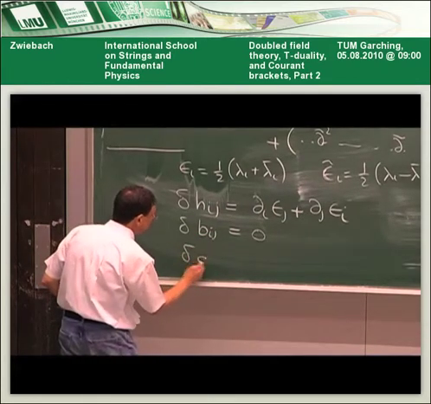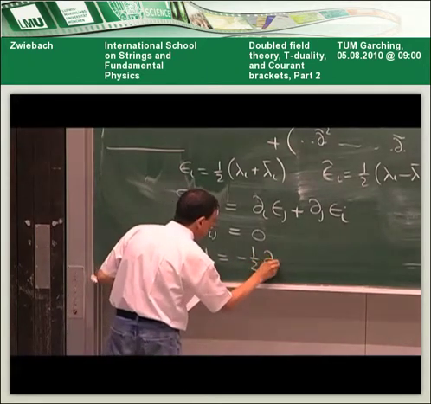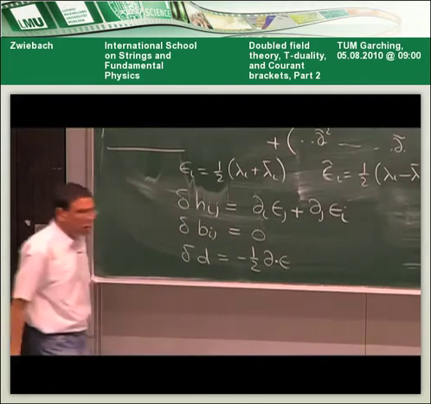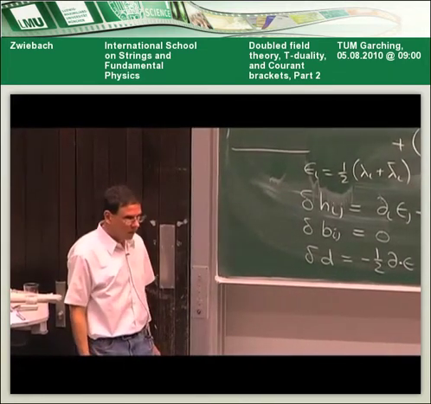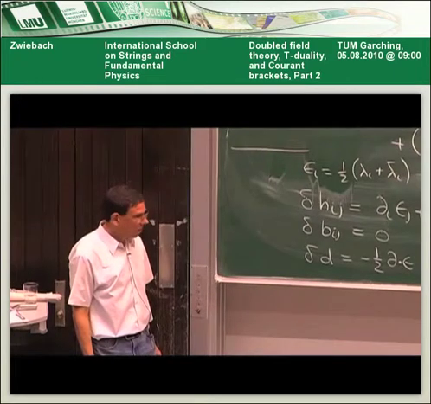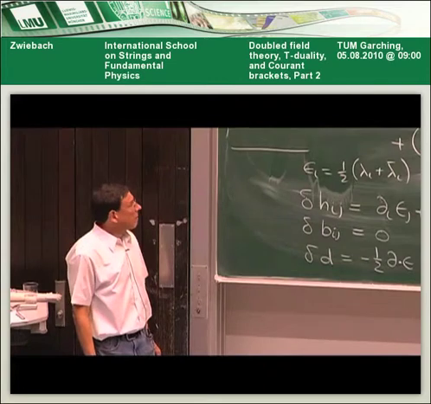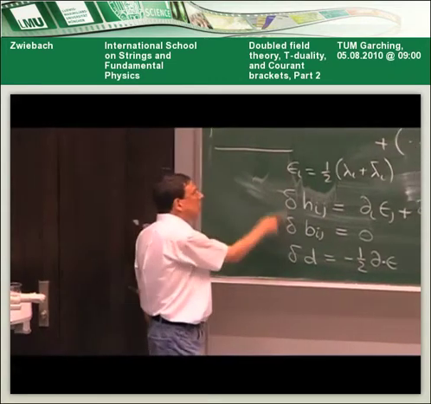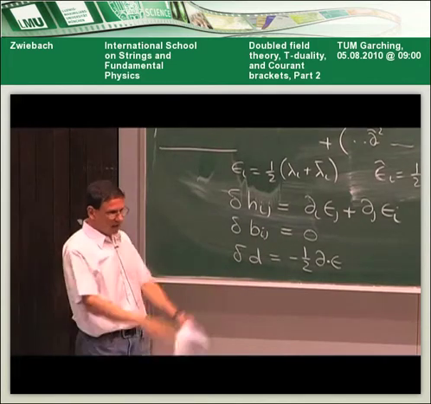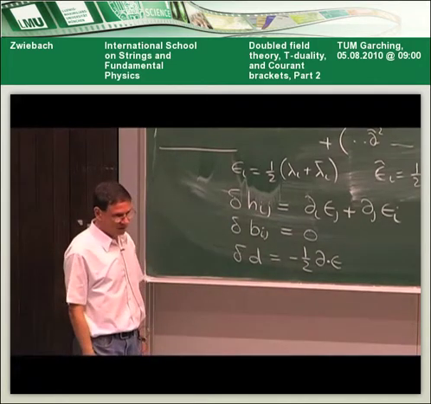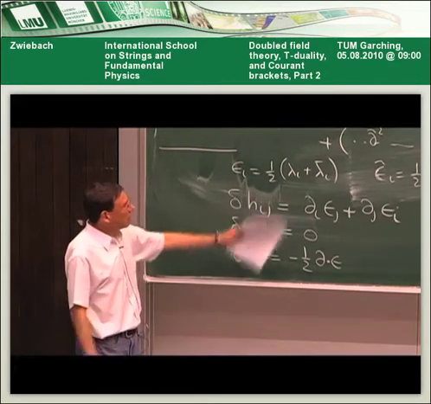And delta D is equal to minus 1/2 del dot epsilon. Those are the familiar ones. How can you add lambda and lambda bar if they are transformed by different matrices? That's right. By the time I write this way, I'm hiding the ODD invariance. I'm making it totally unmanifest. That's okay. You can simply add them like that.